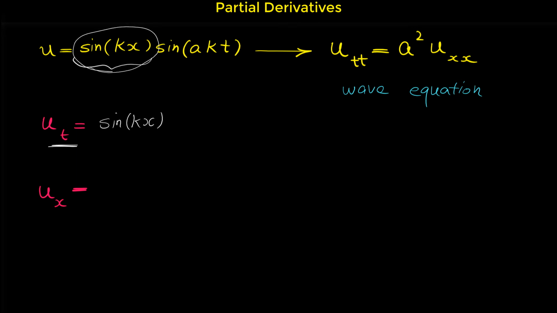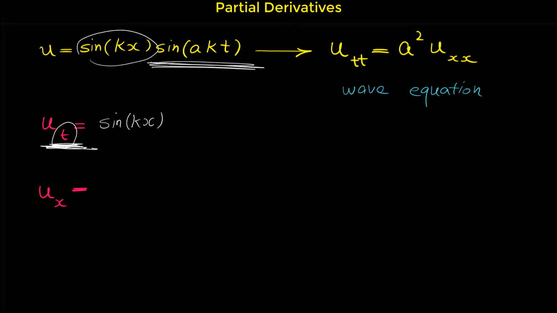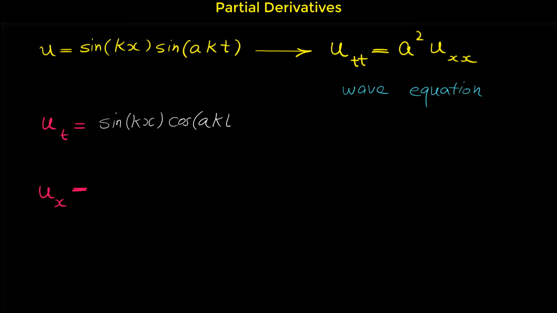So this part of this function is just a coefficient for this term. When we take the derivative with respect to t, every variable other than t is a constant. So everything here is a constant, a coefficient for this part. So we write sine of kx, and now we have to take the derivative of sine of akt. The derivative of sine is cosine, so cosine of akt.